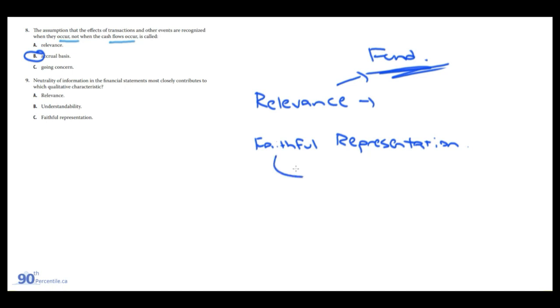And then faithful representation is obviously not engaging in fraudulent accounting and making sure that what you're presenting is actually representative of the underlying health of the company. So coming back to the question, neutrality of information most closely contributes to which qualitative characteristics? Relevance, not really. It's kind of a toss up between these two, but it's faithful representation. And once again, the key word here is neutrality. So they're not taking any biased accounting choices when they're preparing their financial statements.